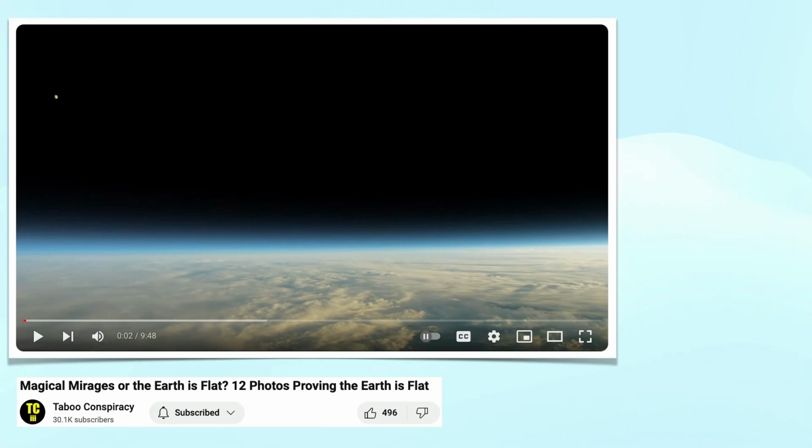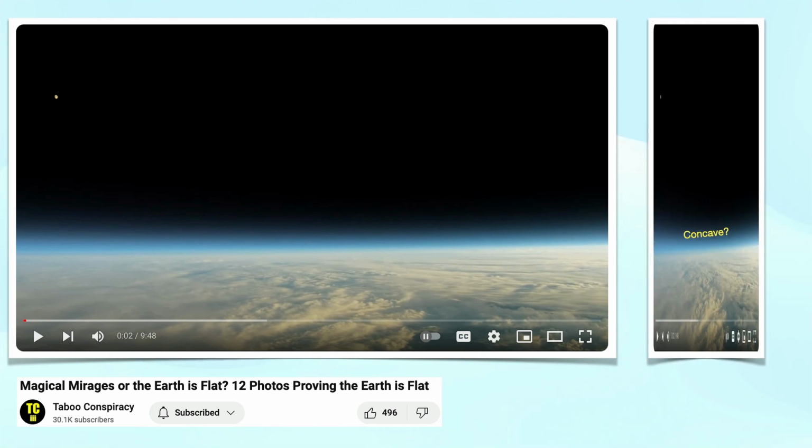Ben's video starts with some high-altitude balloon footage, with the horizon below the center of the frame. It looked a little wonky to me, so I compressed it left to right, and sure enough, it is proof that the Earth is concave. Or it's a fisheye lens.